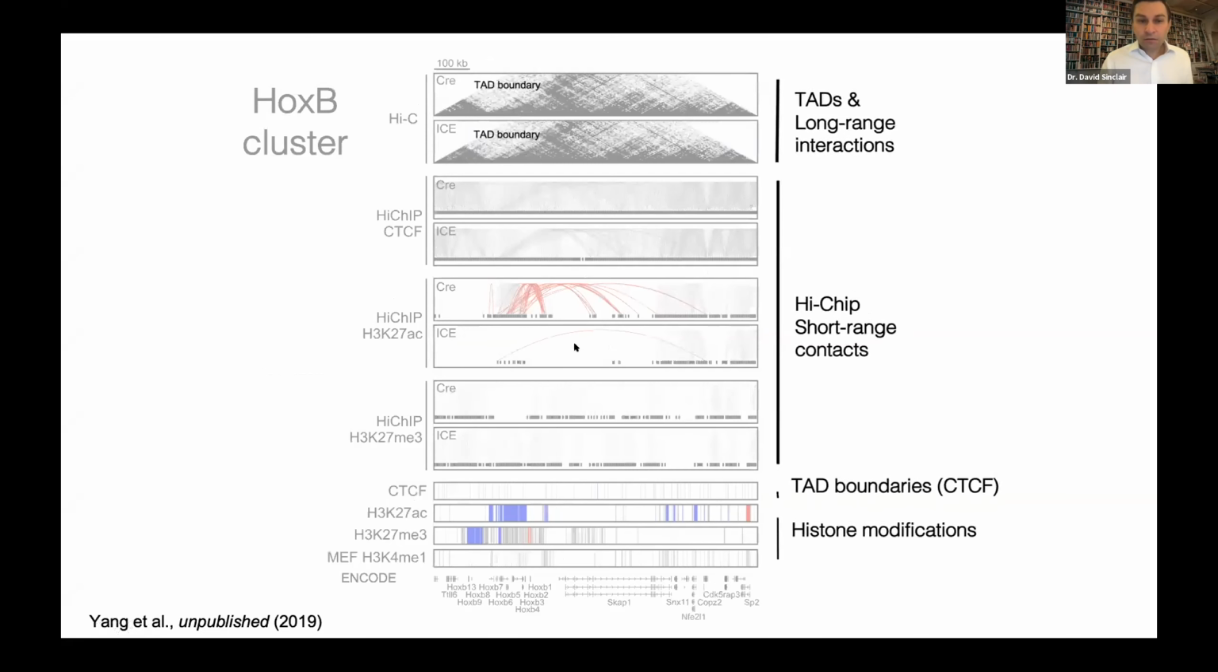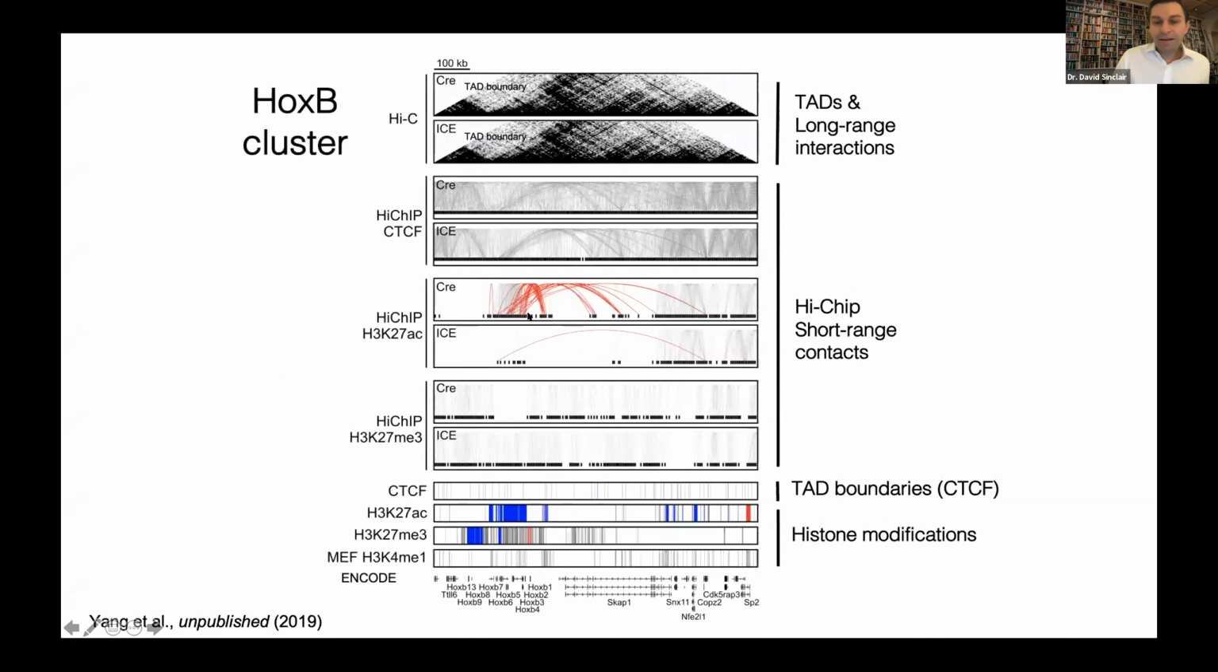Now for the HOX-B locus, it's a little different in that there are a lot more contacts in the untreated cells. And here you can see this is a cluster that's making contacts with these new enhancers that we identified in this study. But these are lost after the in vitro aging of these cells, which is really quite a remarkable detail to be able to be picking up with these experiments.